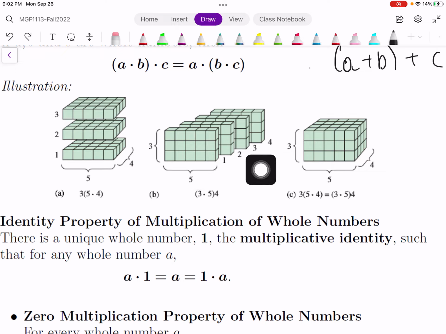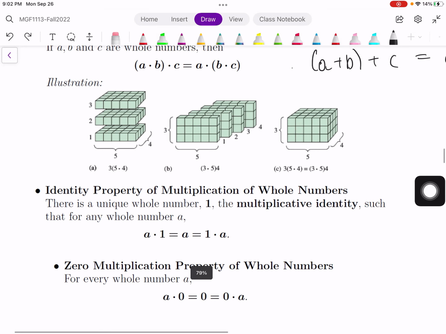How do we demonstrate 3 times 5 times 4, where now I have a rectangle 3 by 5, 4 of those, 4 times? Now notice that if you were to construct a cube out of it, in either case you would end up with a cube that has dimensions 3 by 5 by 4. So you would end up with the same cube.